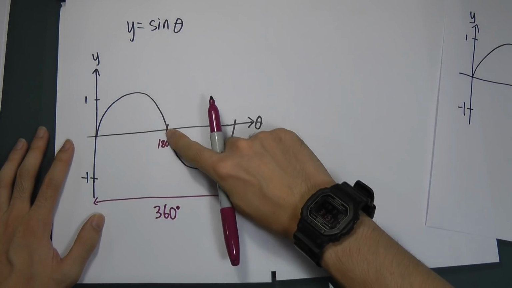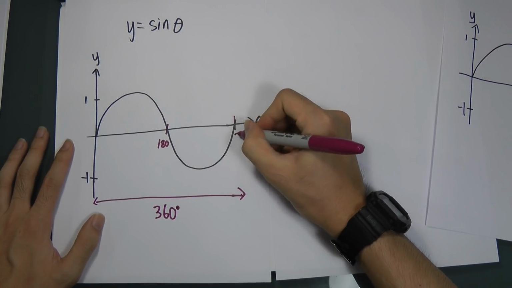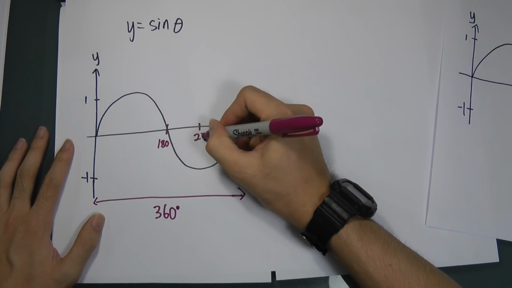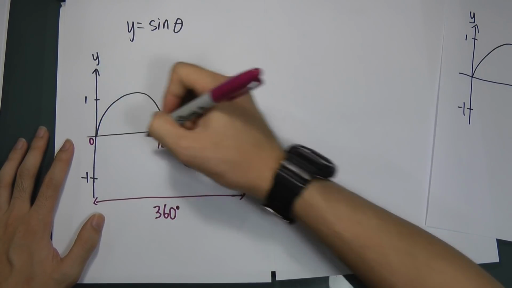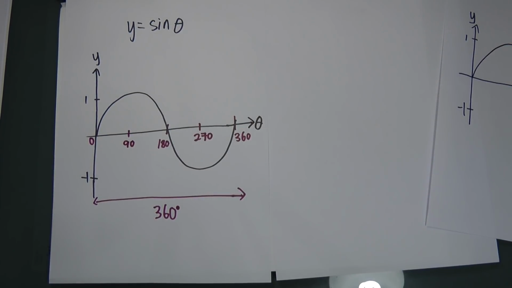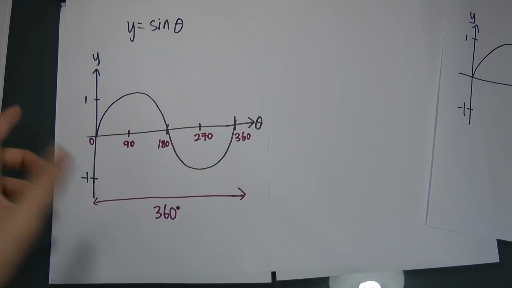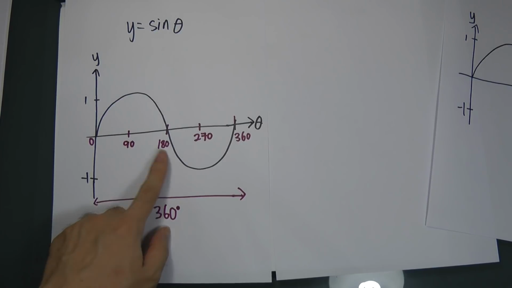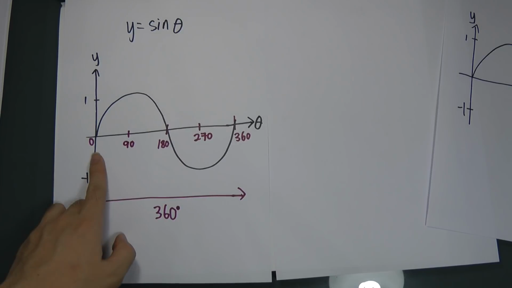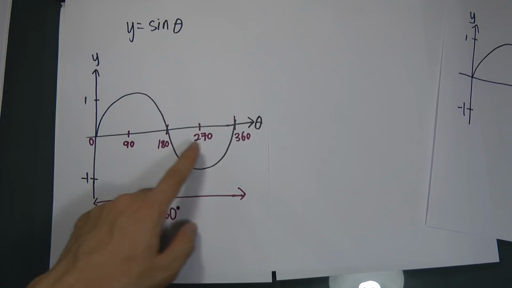Okay, and then I divide 180 until 360 into half again, which is 270. And then this one from 0 to 180, divide it into half again is 90. Okay, these 4 angles, maybe you can say 5 angles, 0, 90, 180, 270 and 360, are very, very important.